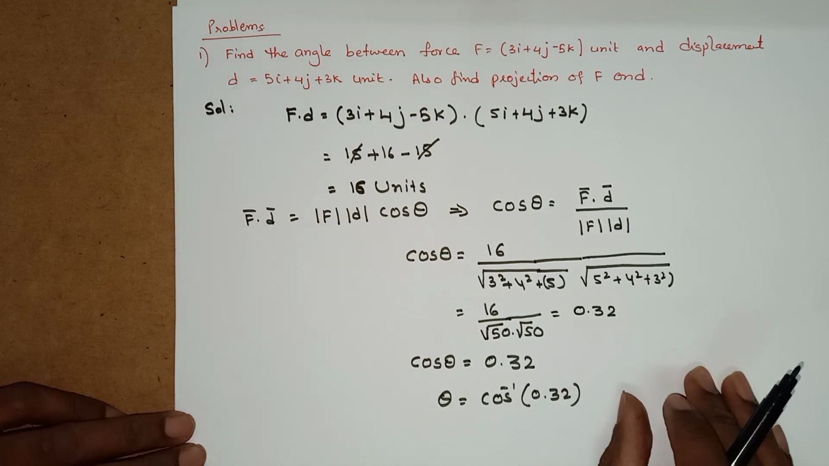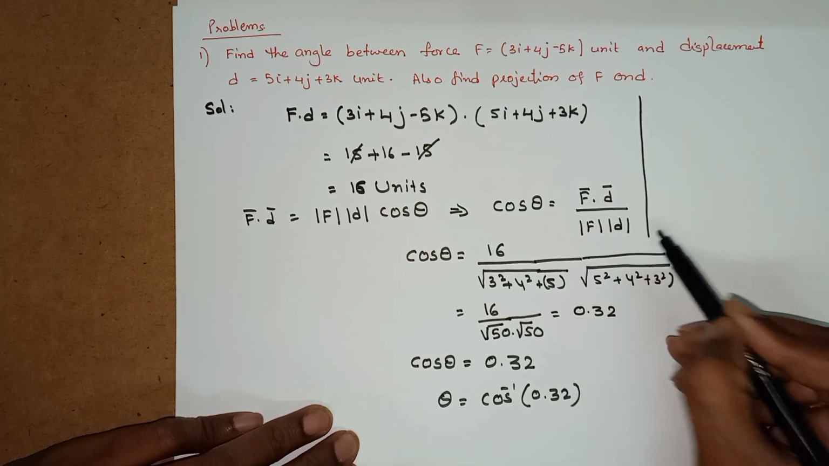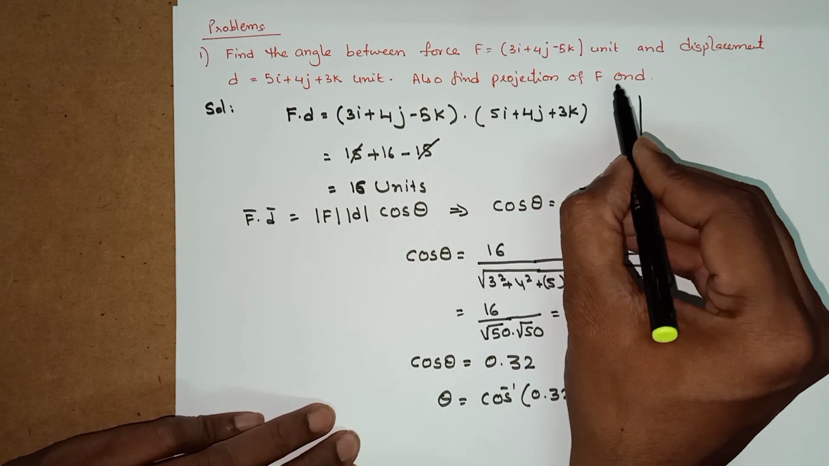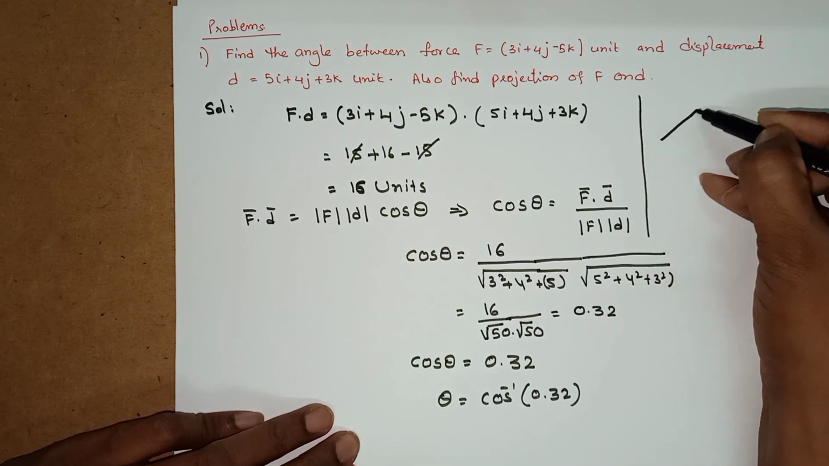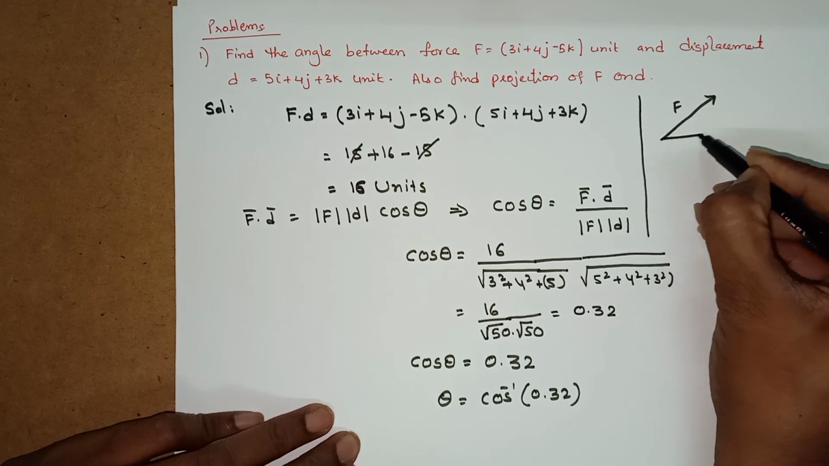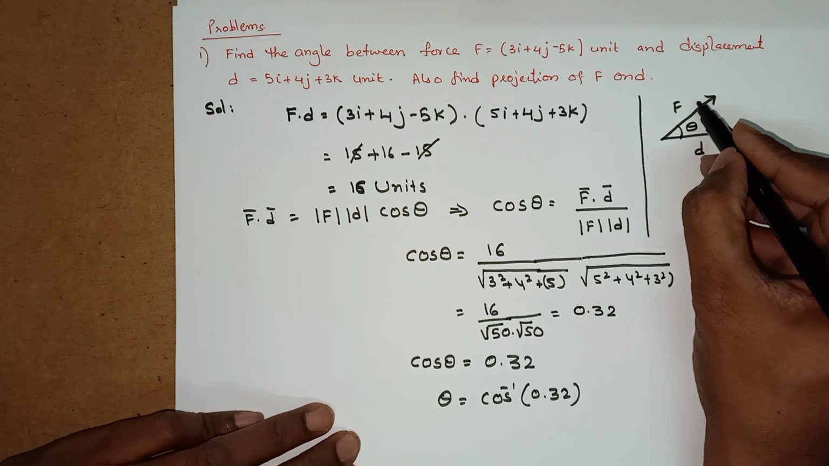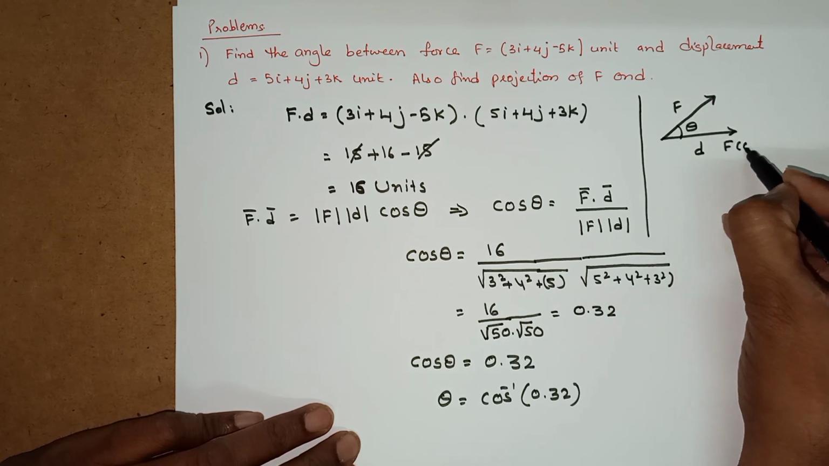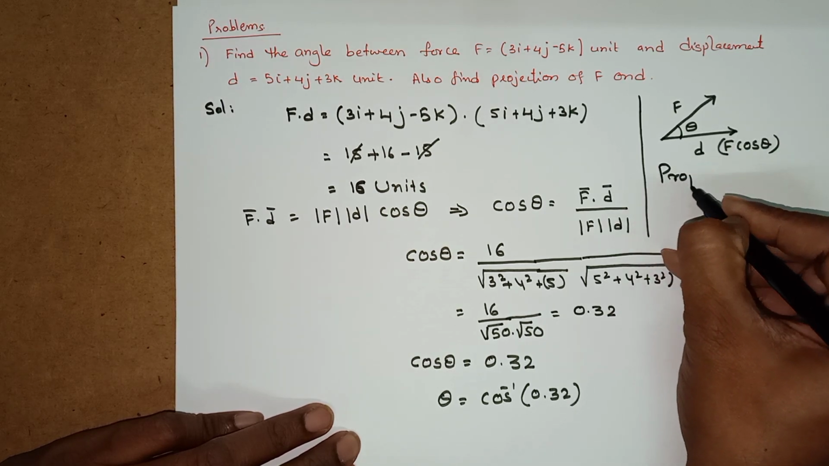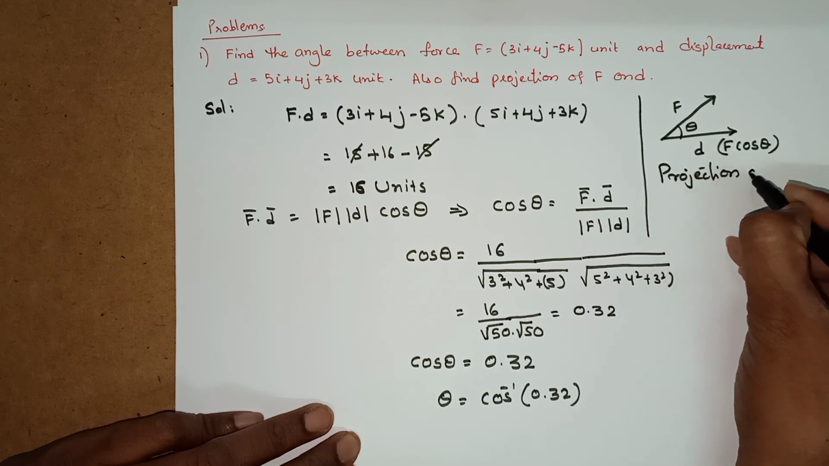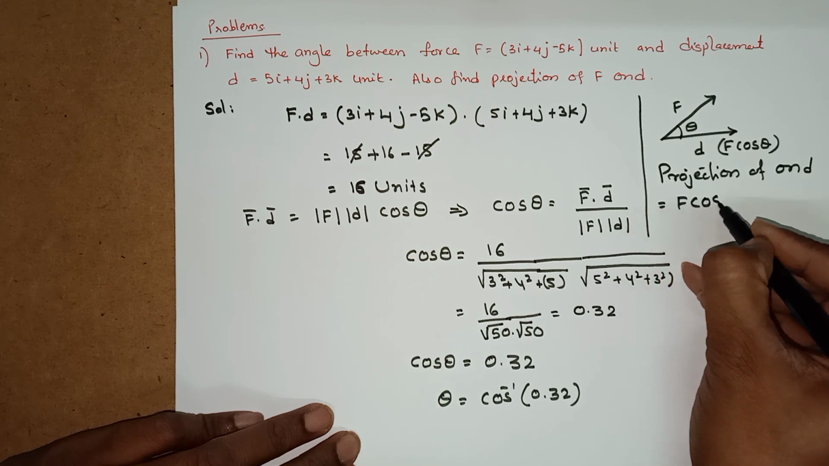This is the angle. Now, what is meant by projection of F on D? Let us say this is the vector F, this is the vector D, and theta is the angle between them. Projection of F on D is called F cos theta. So projection of F on D is equal to F cos theta.